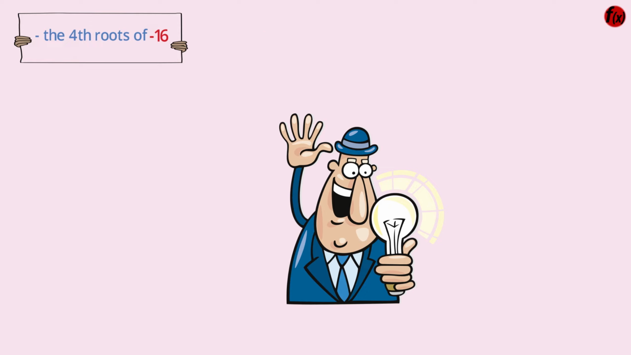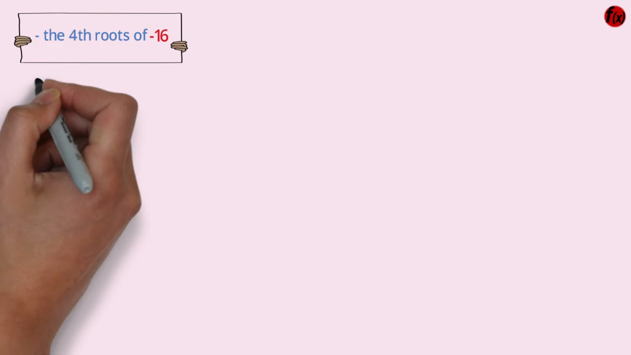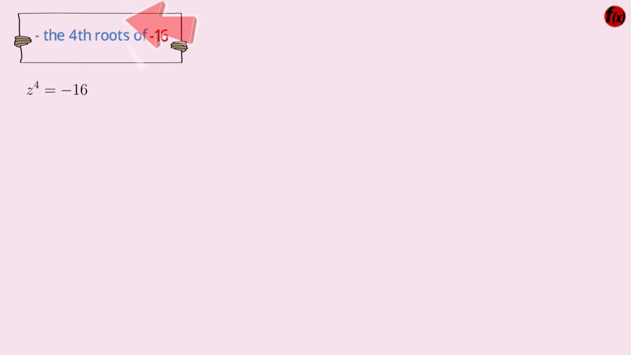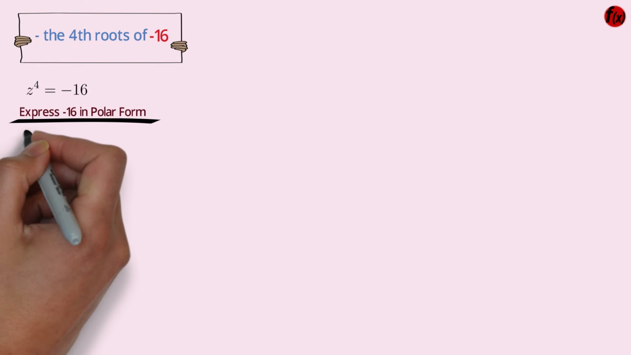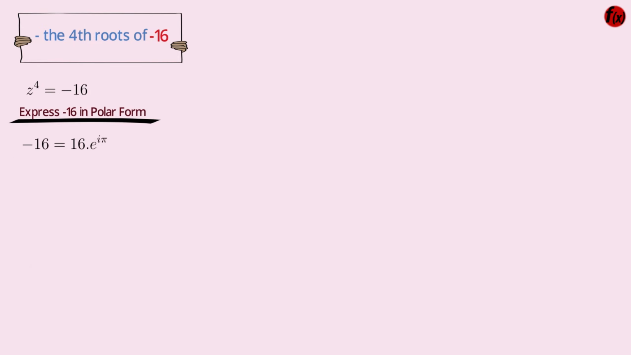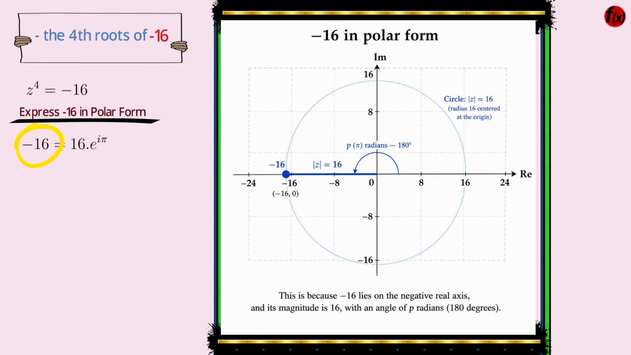To find the fourth roots of -16, you need to solve the equation. First, express -16 in polar form. The complex number -16 can be written as... This is because -16 lies on the negative real axis, and its magnitude is 16, with an angle of pi radians, 180 degrees.